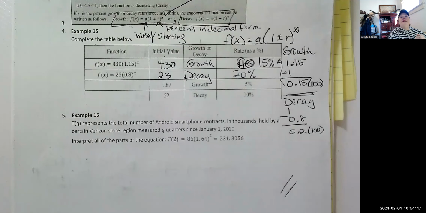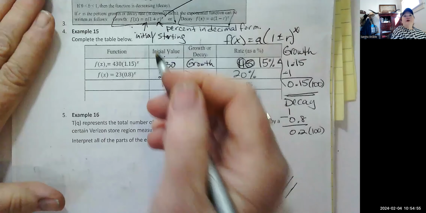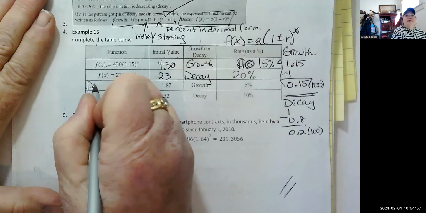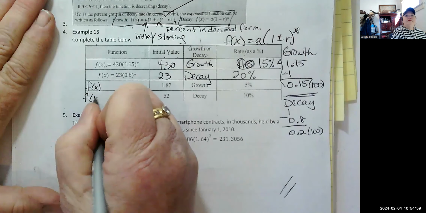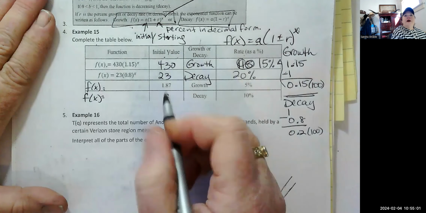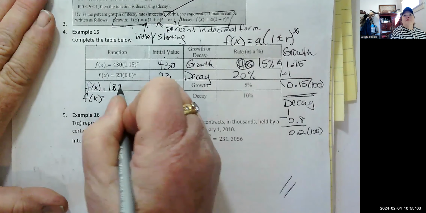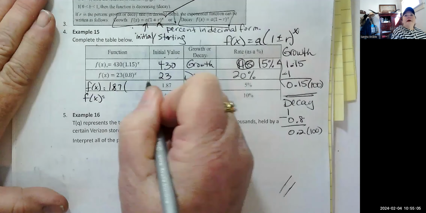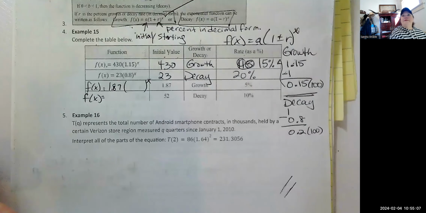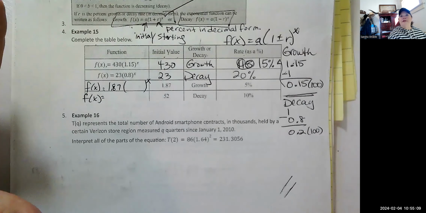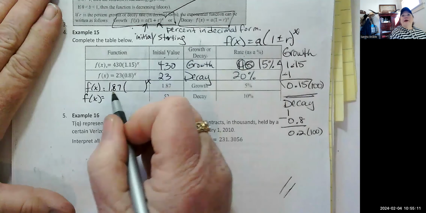All right, the next one, they're wanting us to create a function given the initial value, growth or decay, and the rate. So let's get through this. For the function, I'm just going to use f of x for both of these. My initial value is 1.87. I'm going to handle them one at a time. And it's going to be to the x. I can't forget my exponential. All right, I've got that taken care of.